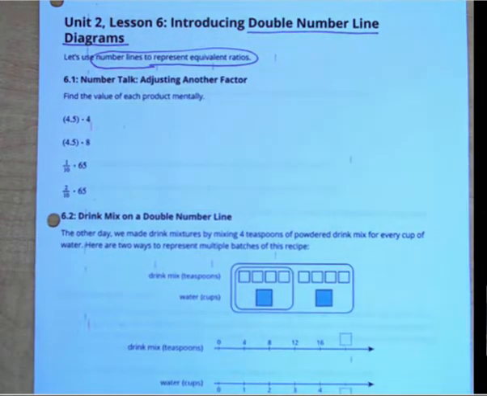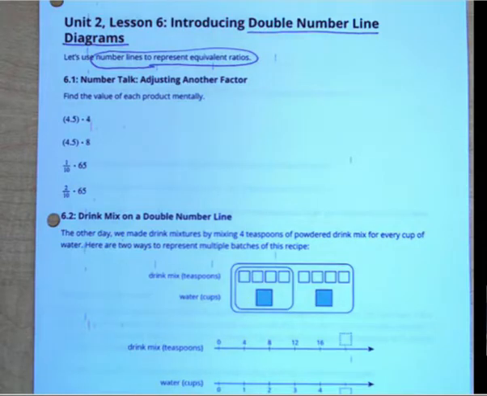So just to warm up, we've got 4 number talk problems. If you want to pause the video, go ahead and try to solve those mentally and write down your strategy of how you solved it. Then when you're ready, you can come back to the video and hit play and we will go over the answers. Okay, you should have hit pause and come back to the video now.